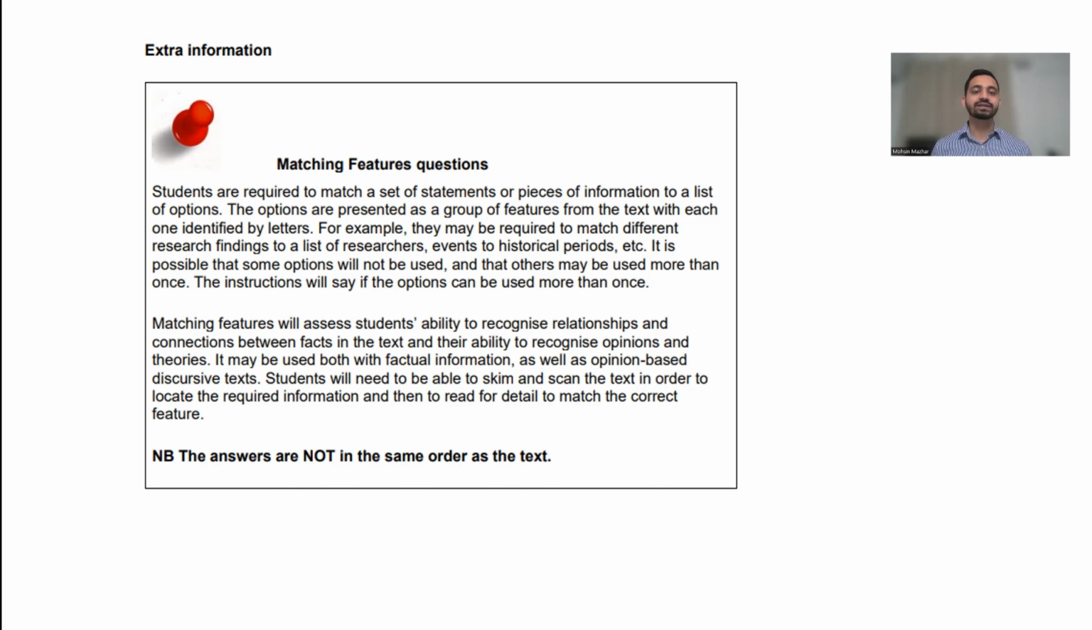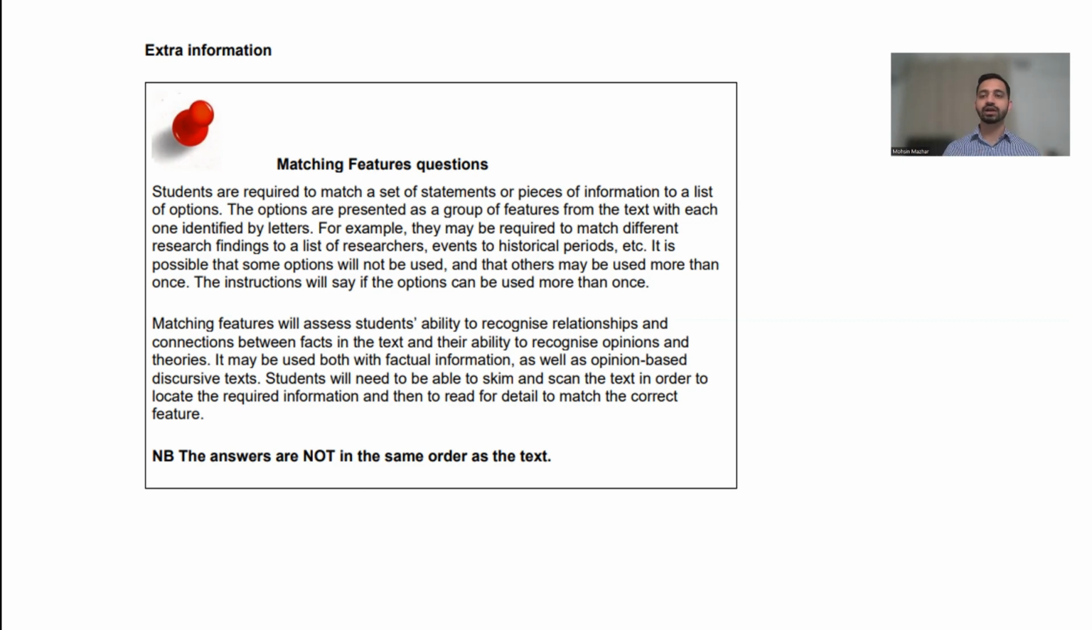Matching features will assess students' ability to recognize the relationships and connections between facts in the text and their ability to recognize opinions and theories. It may be used both with factual information as well as opinion-based discursive text. Students will need to be able to skim and scan the text in order to locate the required information and then to read for detail to match the correct feature.